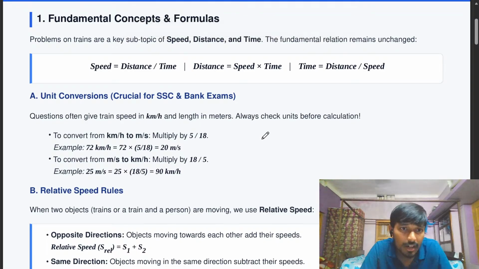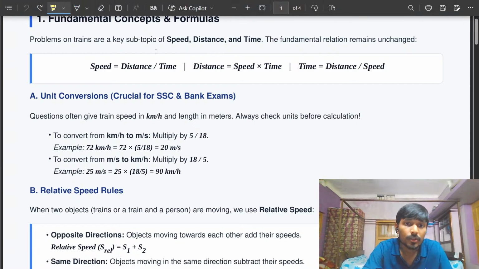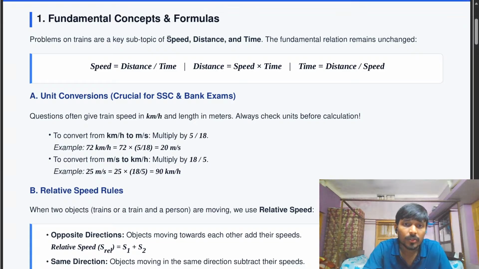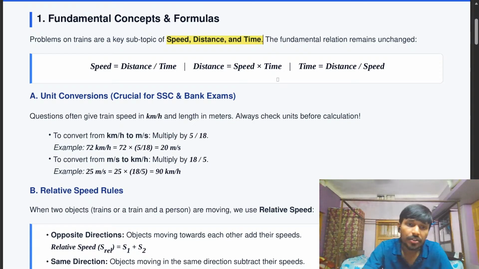Problems on trains are a key subtopic of speed, distance, and time. I have previously told you this portion. That's why I'm telling you that you have to learn this part, and I have explained this in my previous videos. So go and watch this video. If you did not watch, watch after this live session. The fundamental relation remains unchanged.